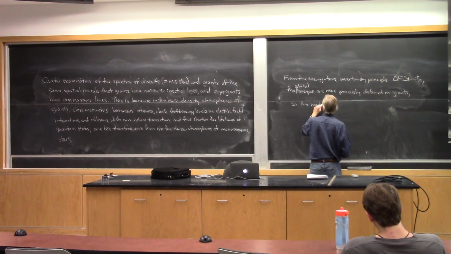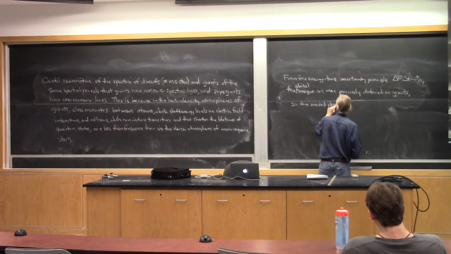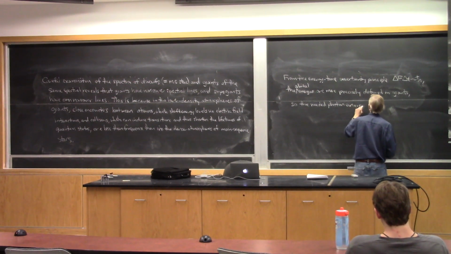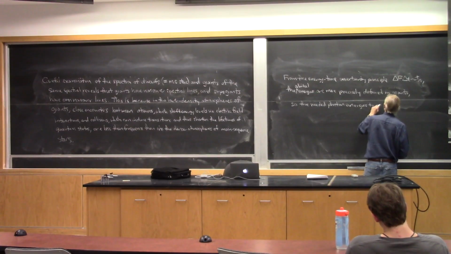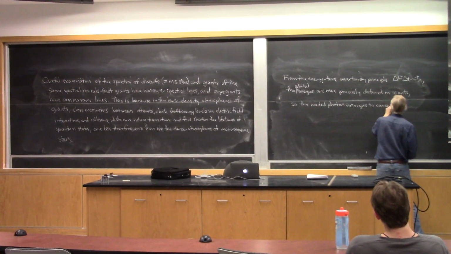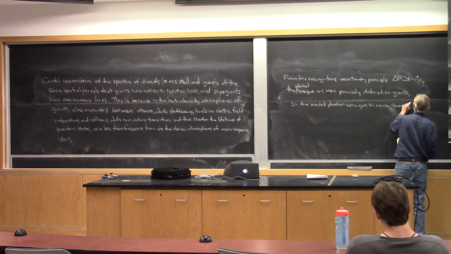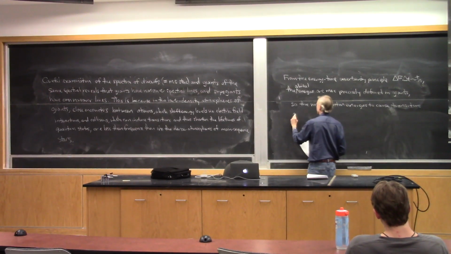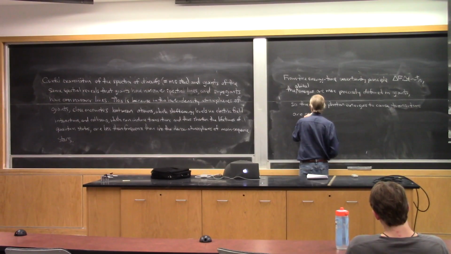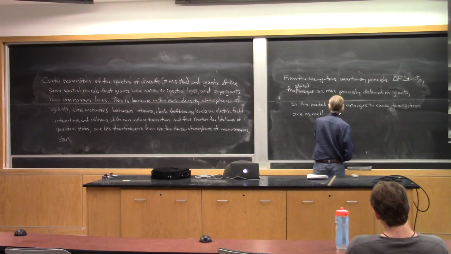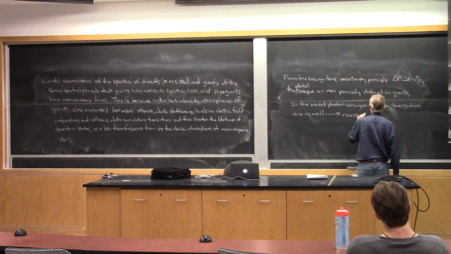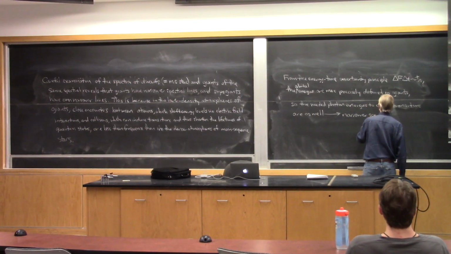So the needed photon energies to cause transitions are as well, and that leads to, therefore, narrower spectral lines.